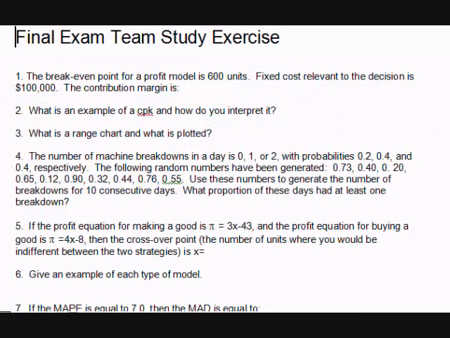All right, what is our next one? The next one is question number 3, and that is, what is a range chart and what is plotted? Well, a range chart plots or graphs. Plot means the same thing as graph, Amanda. A range chart is going to take a look at each of the samples that you take, and it's going to give you the range, the smallest value and the largest value. That'll tell you whether your process is getting more variable over time.